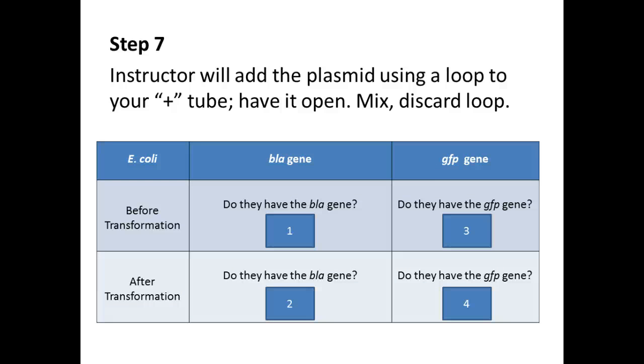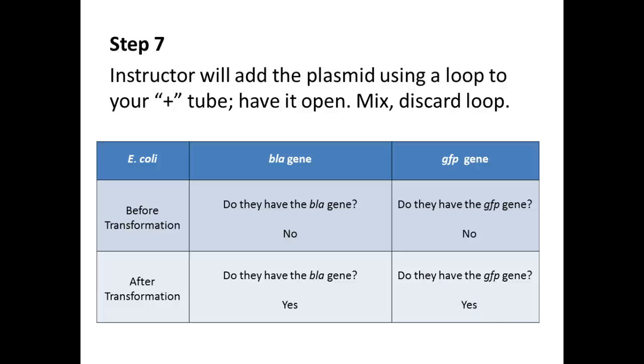Remember that this plasmid contains these 2 genes, as well as the gene for making the regulator, the ARA-C. So before transformation, do they have BLA? No. Are they going to have it if they are truly transformed? Yes. GFP, do they have it before transformation? Do they have this ability to make green fluorescent protein? No. After transformation, should they have the ability? Do they have the genetic information? Yes.